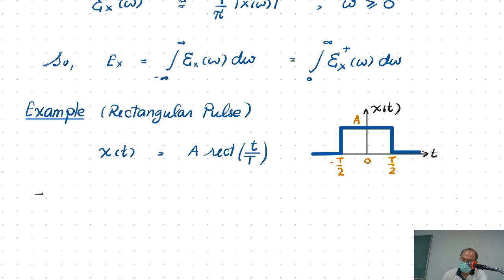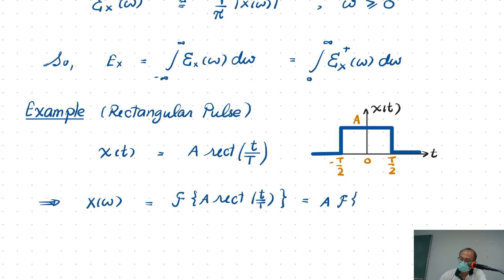So we know that the Fourier transform of X, we take the Fourier transform of both sides of this equation. On the left-hand side, I'm going to get X of omega. And on the right-hand side, I'm going to get the Fourier transform of A rectangular, small t over big T. And I know I can pull the constant A out of the Fourier transform. So I'm going to get the Fourier transform of rectangular, small t over big T.